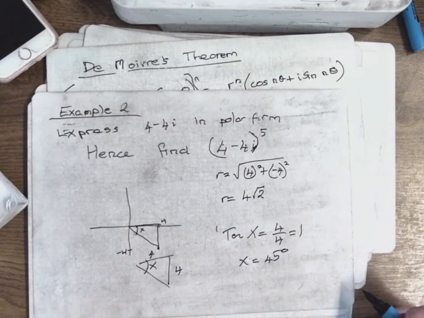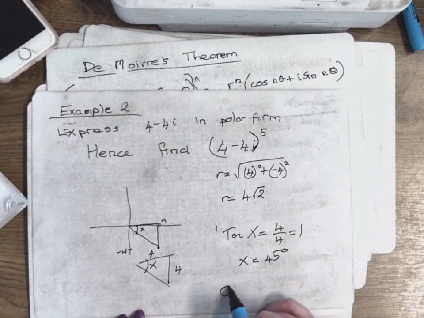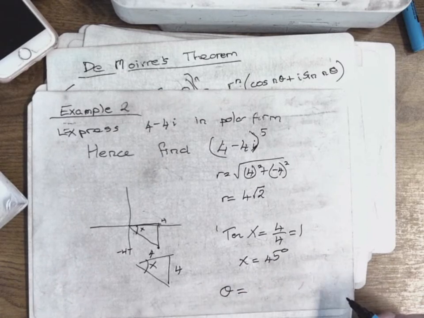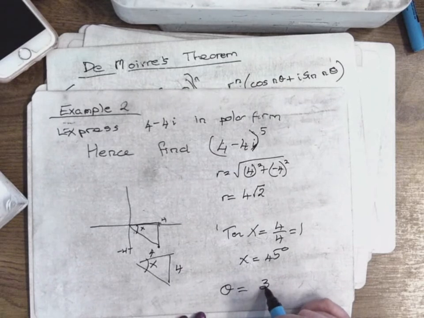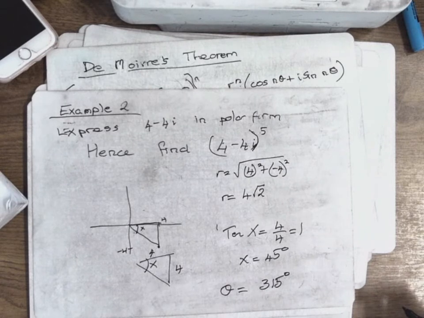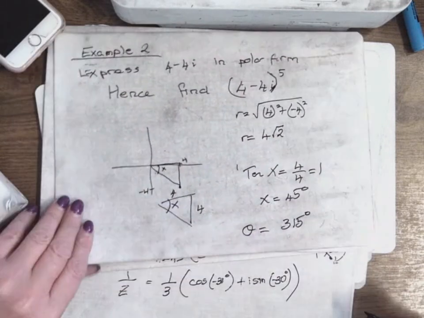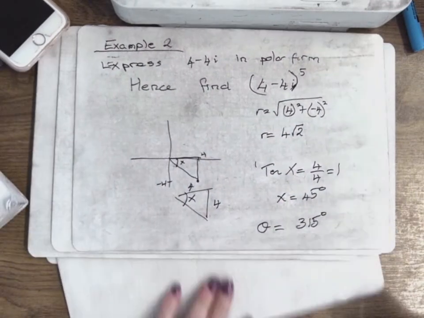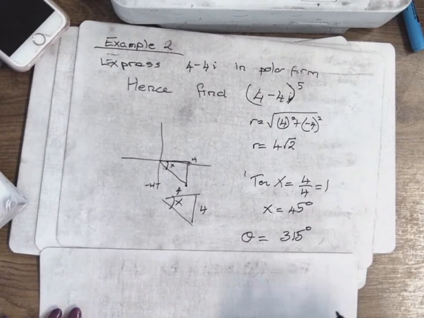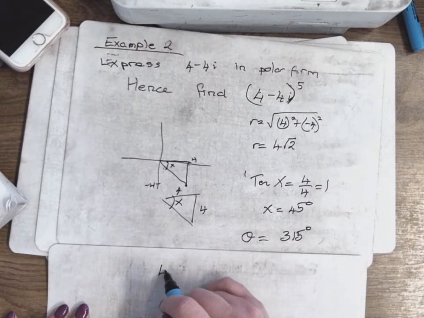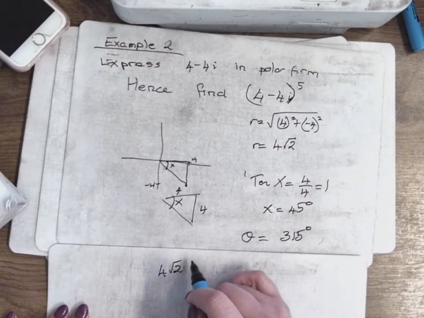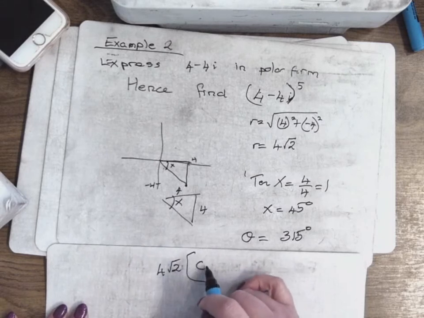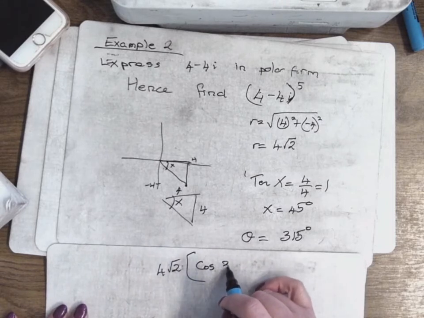That means the argument is either minus 45 degrees or, what's that, 315 degrees, isn't it? So I'll put it as 315 degrees. Is that okay? So then in polar form, that complex number would be 4 root 2 times cos of 315 plus i sine.